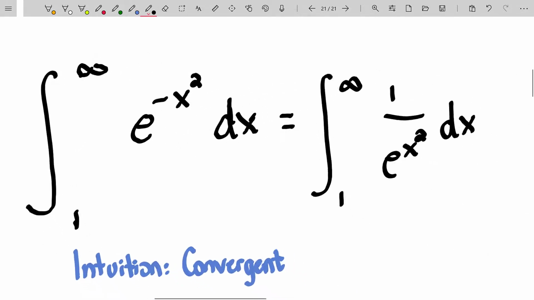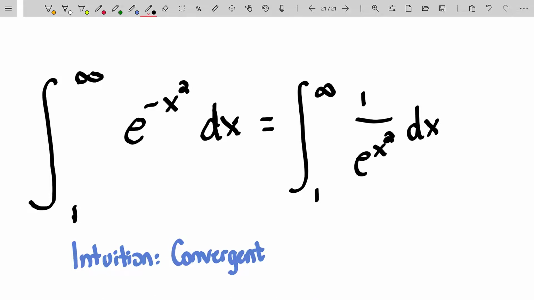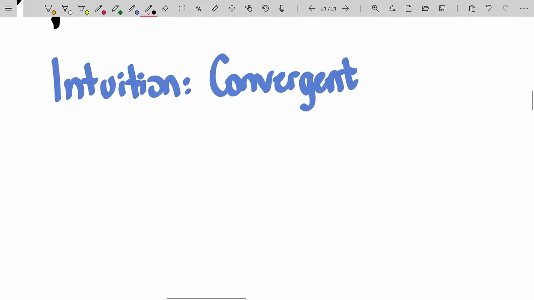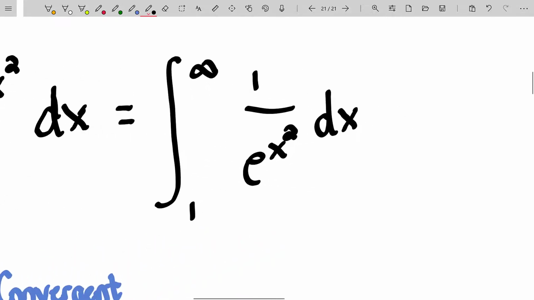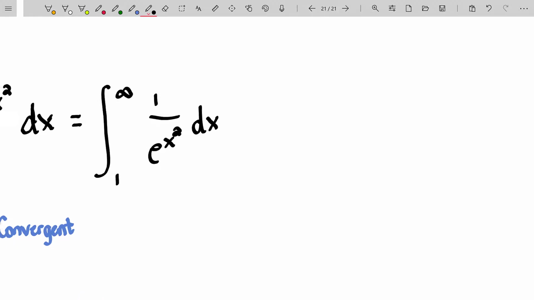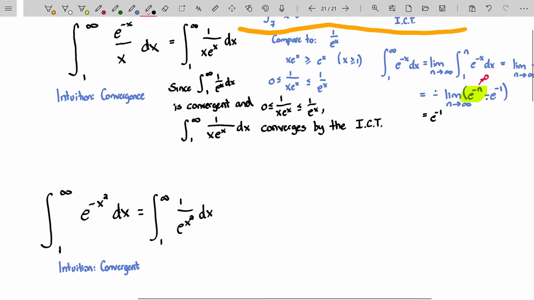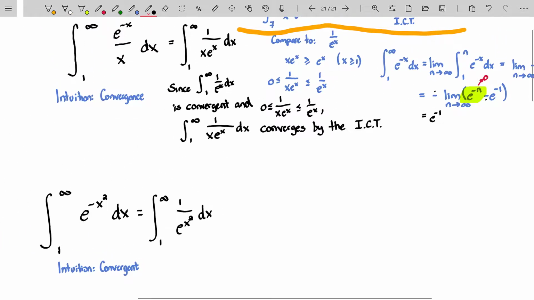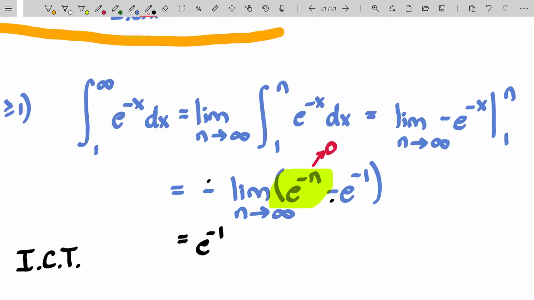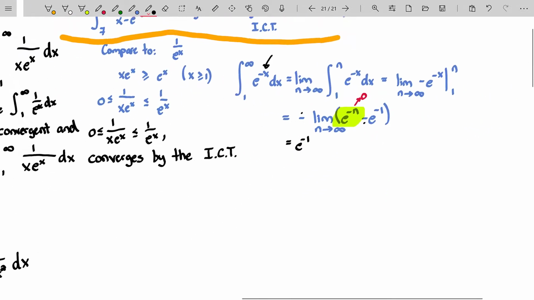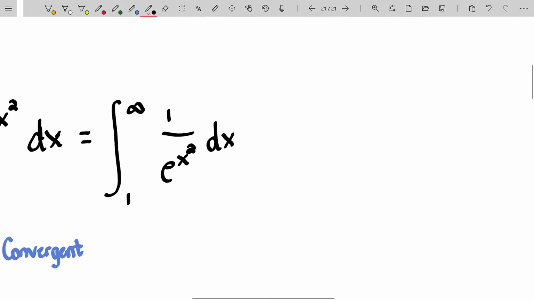So we need to compare it to something that we actually can integrate that also converges. Again, we're saying this converges. So we want to compare it to another integral that is improper that also converges. Well, how are we going to do that? We just proved actually that 1 over e to the x from 1 to infinity converges. That's right over here. The integral from 1 to infinity of 1 over e to the x, which is just this guy right here, we've proven that that converges. So it might be nice to use that.